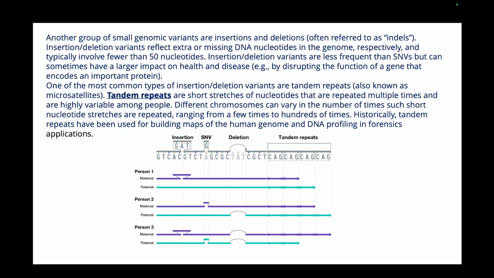Anything below 50 nucleotides, we call an indel, just small indels. If we go above 50 nucleotides, that's an insertion structural variant or a deletion structural variant, because 50 base pairs is considered quite a big change inside the gene. So we handle variations which are less than 50 base pairs separately. Insertion deletion variants are less frequent than SNVs, but can sometimes have a larger impact on health and diseases by disrupting the function of a gene that encodes an important protein.